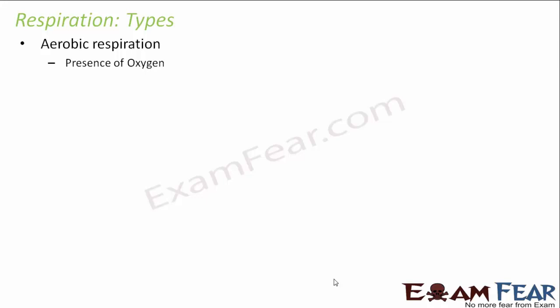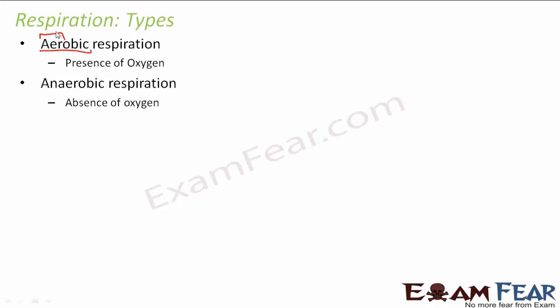There are two types of respiration, aerobic respiration and anaerobic respiration. Aerobic, the word aero, it means air. So respiration which happens in presence of air. Air is oxygen. So respiration which takes place in presence of oxygen is known as aerobic respiration. Anaerobic is just the opposite. That means the respiration which takes place in absence of oxygen is anaerobic respiration.